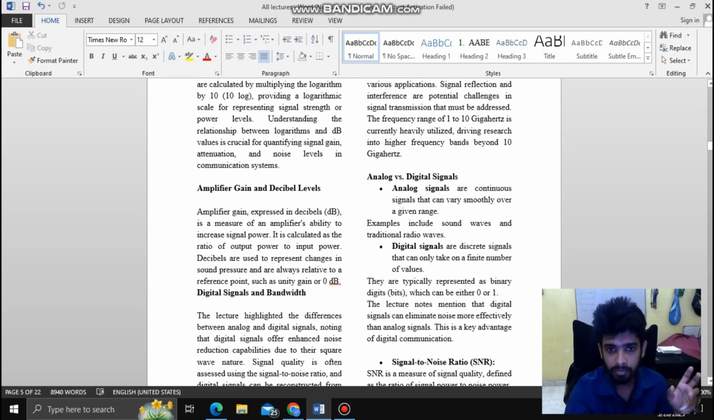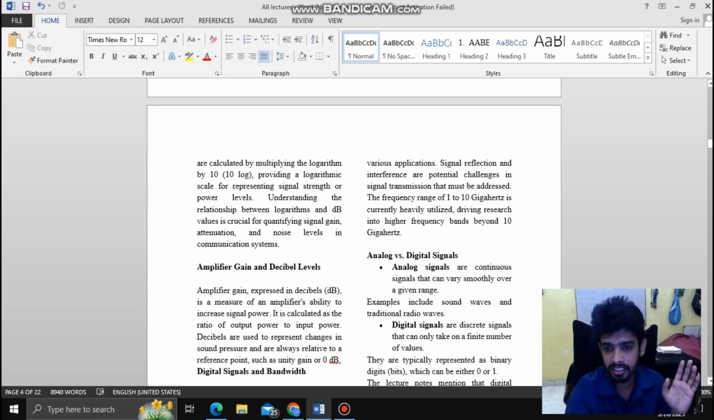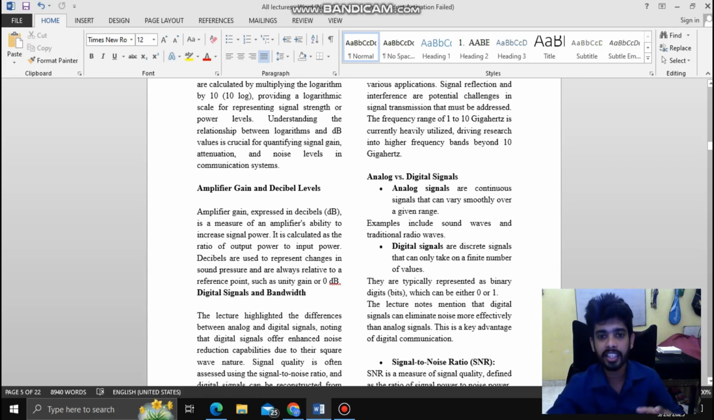Then we are coming to analog versus digital signal. Analog signals are continuous signals that can vary smoothly over a given range. Digital signals are discrete signals that can take on a finite number of values. Digital means zeros and ones. Analog means it can vary, voltage levels can vary in an analog signal. Digital means 0 and 1, power on and off.